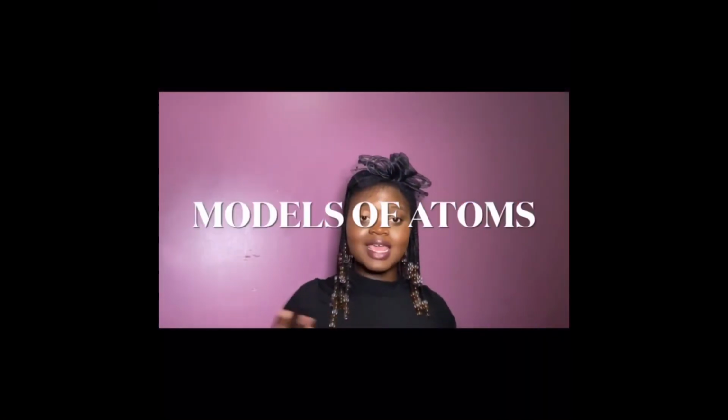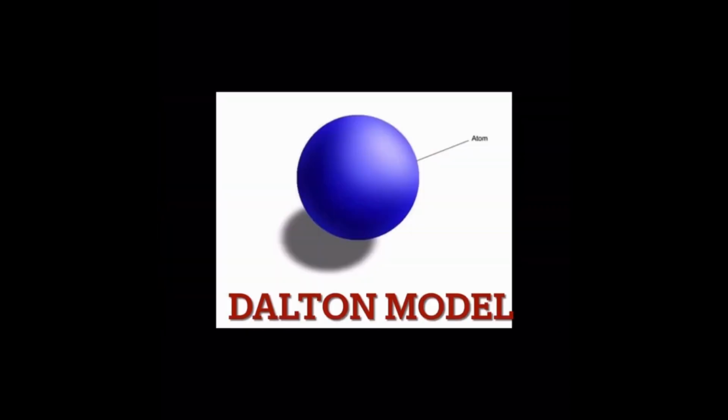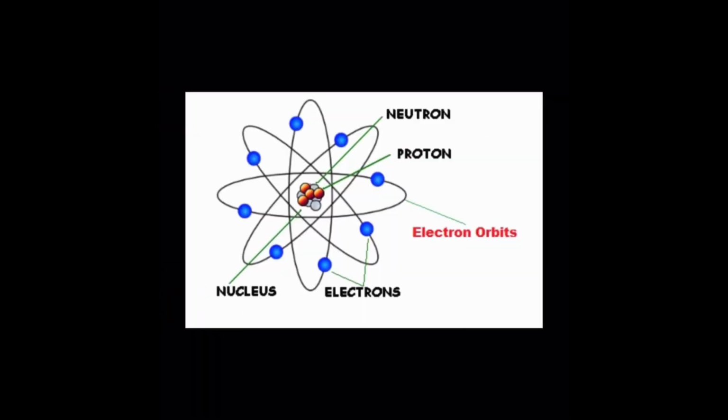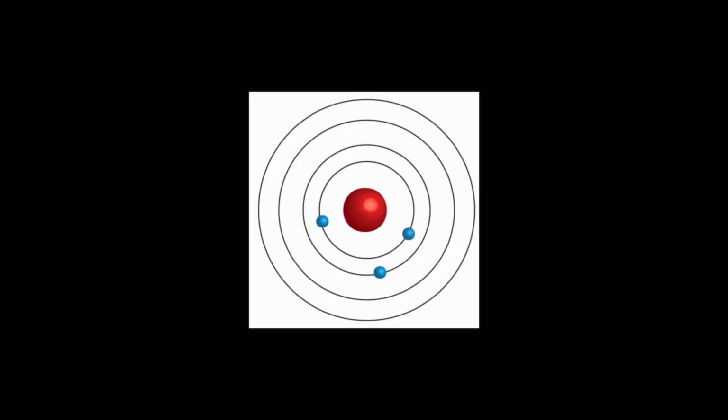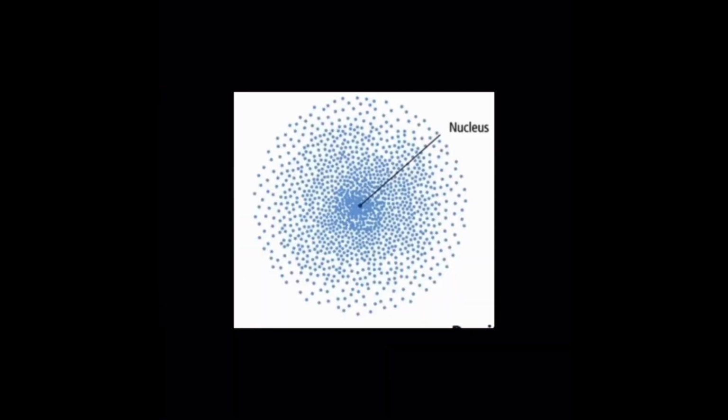The topic for today is models of atoms. We have 5 models of atoms, and they are the Dalton model, the Thomson model, the Rutherford model, the Bohr model, and lastly, we have the quantum model.